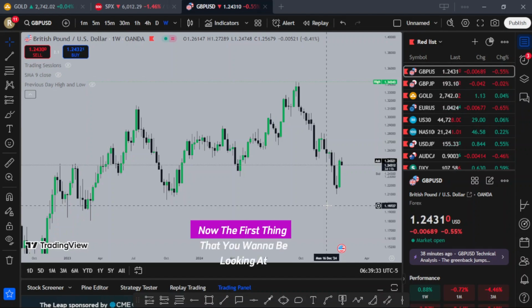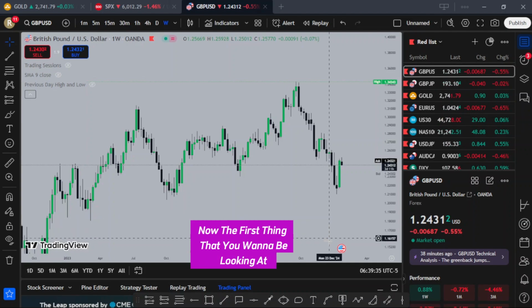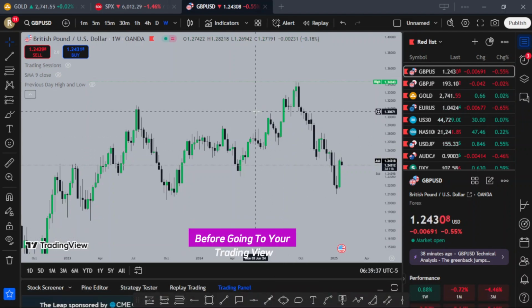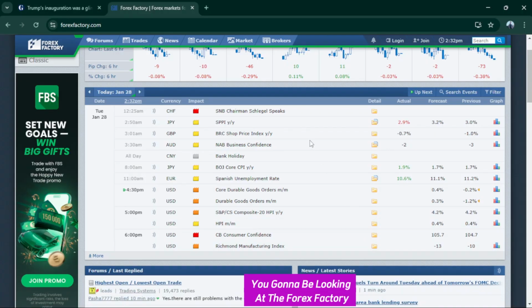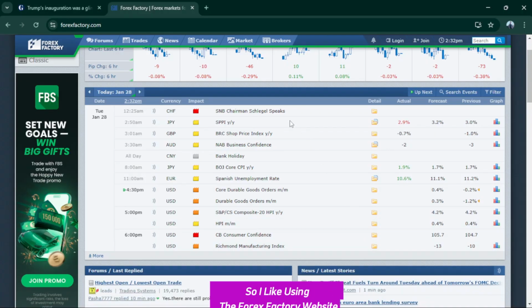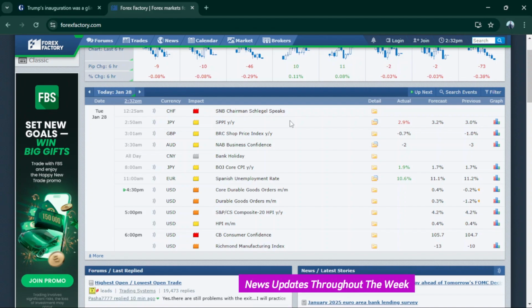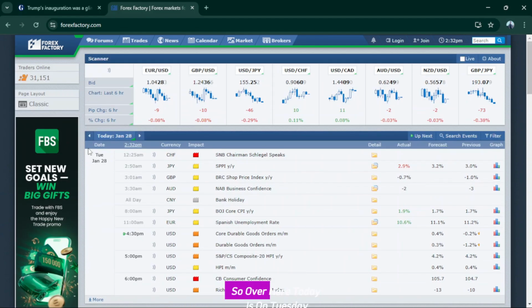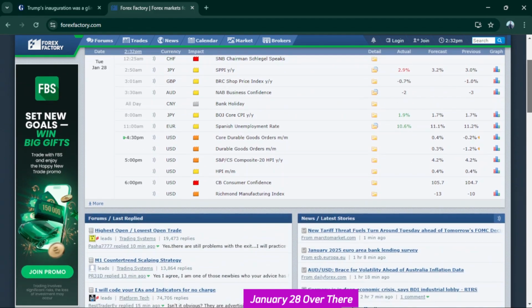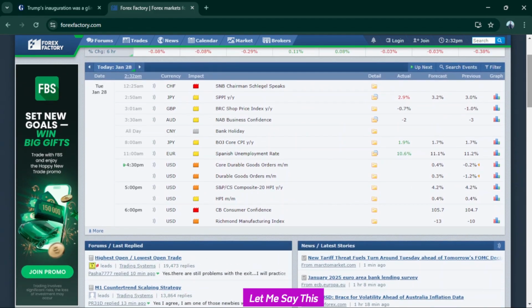Now, the first thing that you want to be looking at before going to your TradingView and analyzing the charts is Forex Factory. I like using the Forex Factory website to look for news updates throughout the week. Now, what do we have throughout the week? Today is Tuesday, January 28th.